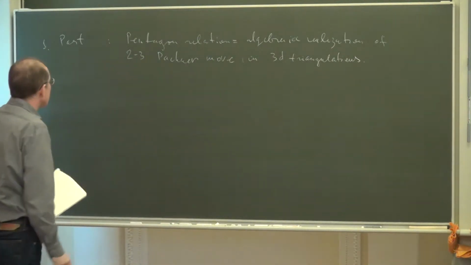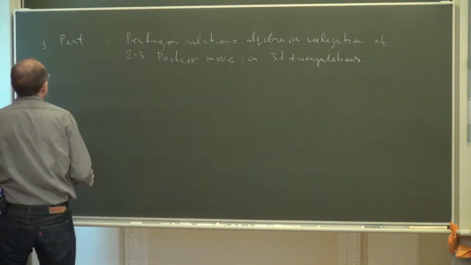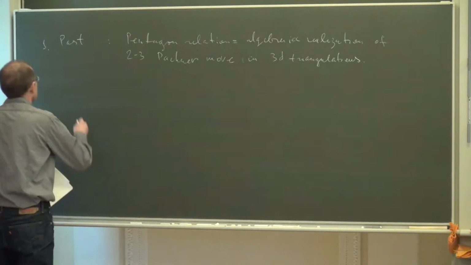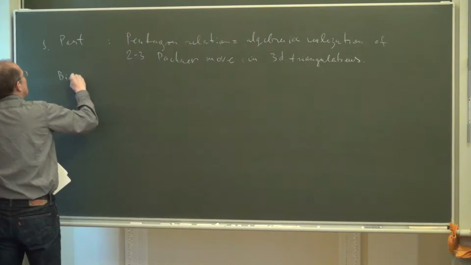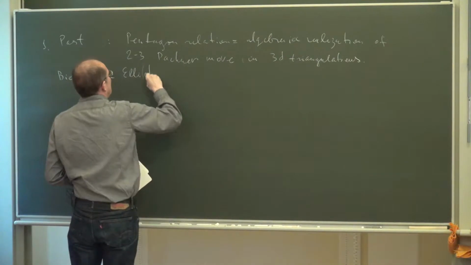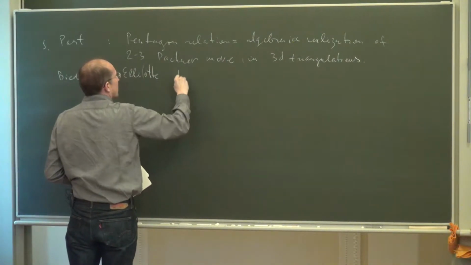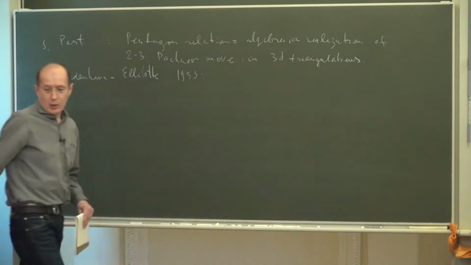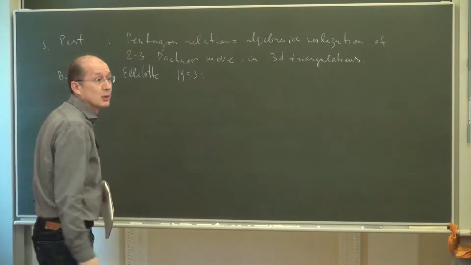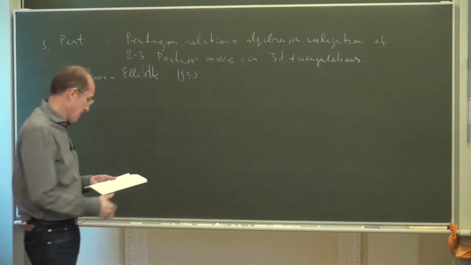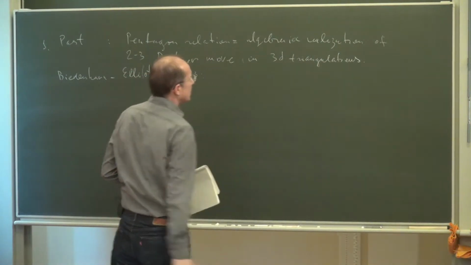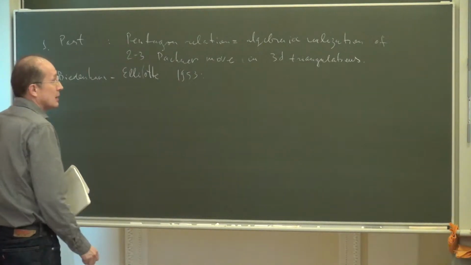Historically, the first example of such a realization was given by Biedenharn and Elliott in 1953, where they derived the 5-term pentagon identity for the 6j symbols of the angular momentum. But let me start with a combinatorial description of the identities.